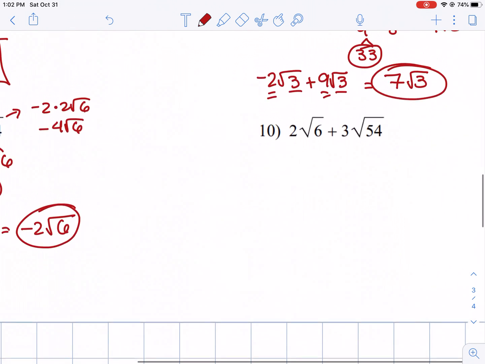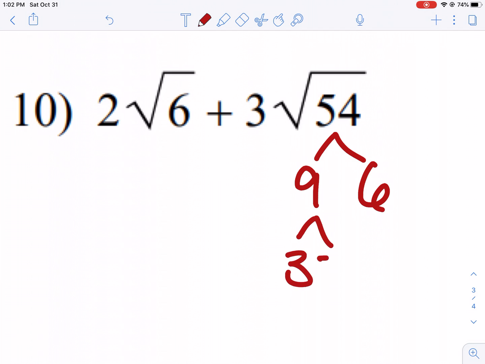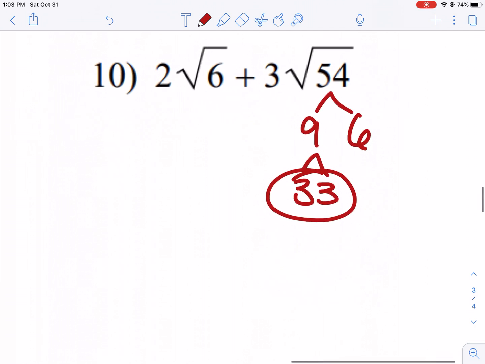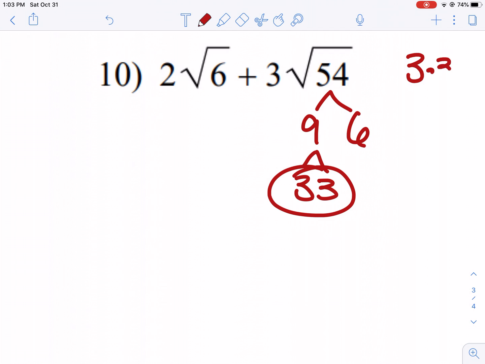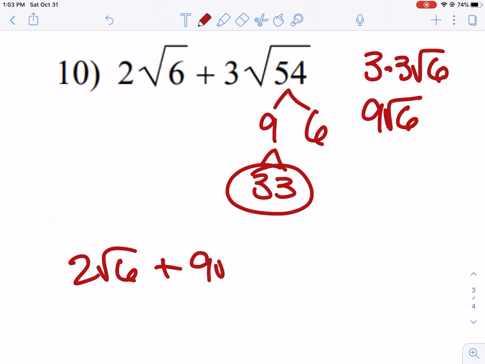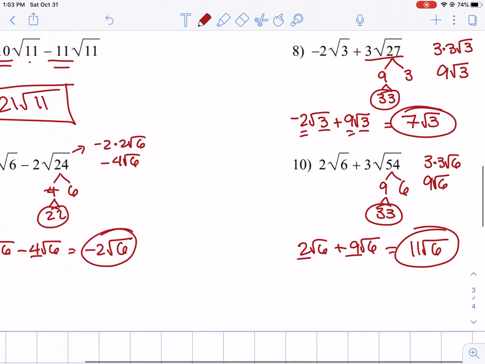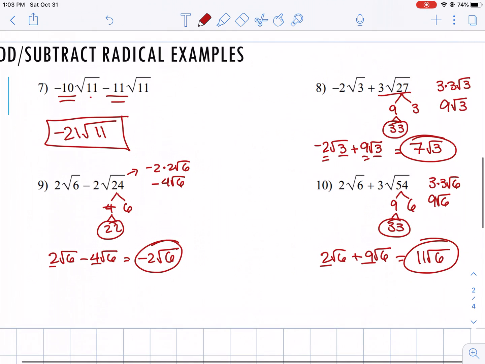And then finally, our last one. Again, we know if it's a radical 6, we can't break it down. 54 breaks down into 9 and 6. I can take out this pair of 3's. So we do 3 times 3 square root 6. So 9 square root 6. So 2 square root 6 plus 9 square root 6. Combine the 2 and the 9. So 11 square root 6. So that is how we can do operations with radicals.